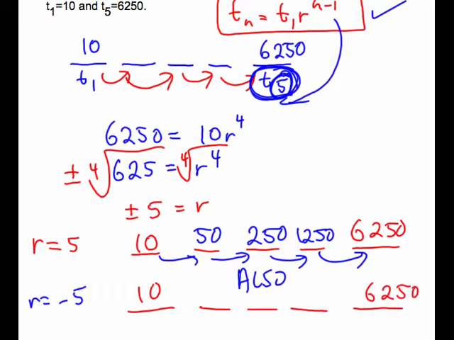And you're saying, really? Well, if I multiply by negative 5, I'm going to get negative 50. Multiply by negative 5, 250. Multiply by negative 5, negative 1250. And sure enough, multiply by negative 5 lands me at 6250. So in this case, I have two possible sequences that work.